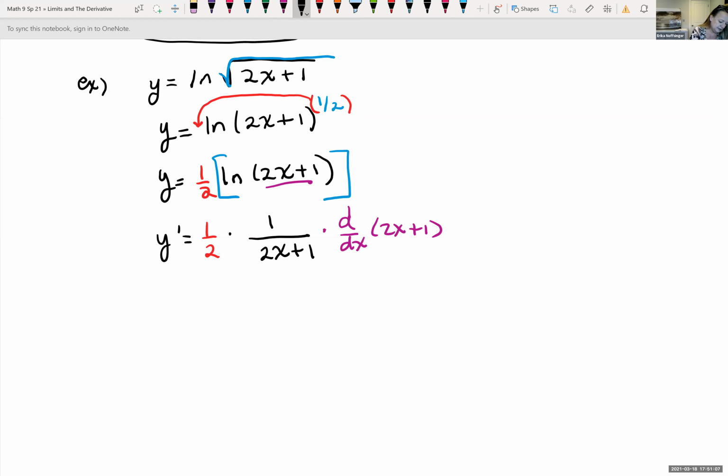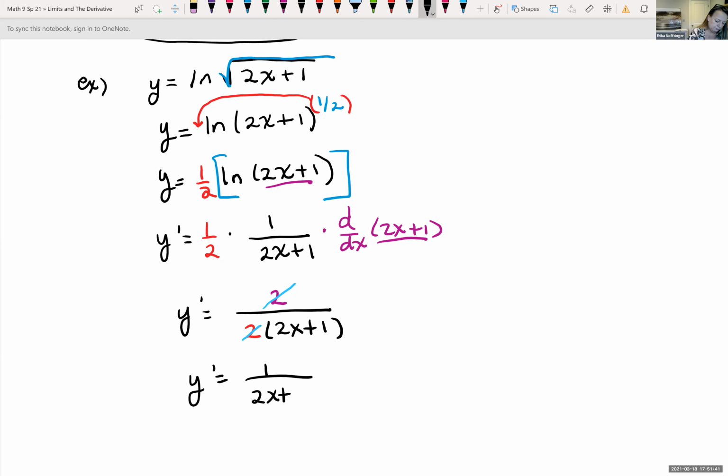So we get y prime is equal to 1 all over, I can think of this as 2 times that denominator, 2x plus 1. And that derivative of 2x plus 1, let's just put that in the numerator. Derivative of 2x is 2, and the derivative of 1 is 0. So I can simplify this a little bit. I have a 2 in the numerator, 2 in the denominator. Those cancel out. So I get my derivative is equal to 1 over 2x plus 1.